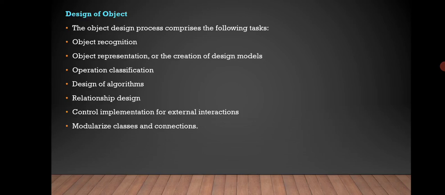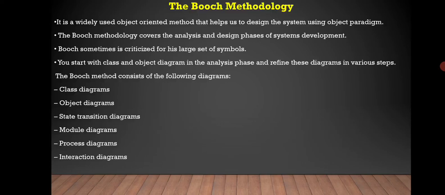Design of object. The object design process comprises the following tasks: object recognition, object representation or the creation of design models, operation classification, design of algorithms, relationship design, control implementation for external interactions, and modularized classes and connections.